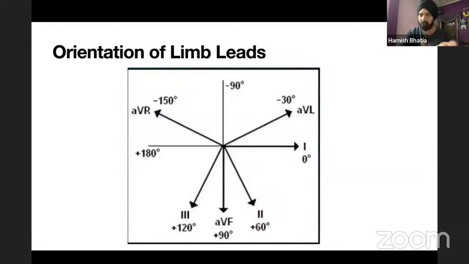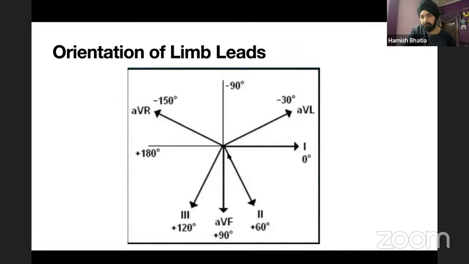So this is the orientation of the limb leads. This slide is very important. If you want, you can screenshot it. The same thing is getting repeated once again. Lead 1 is horizontal. If you form a circle of 360 degrees where this is 0, this is plus 90, this is plus 180, this is plus 270 or so-called minus 90, and this is again 360 degrees or 0 degrees, lead 1 is at 0 degrees.